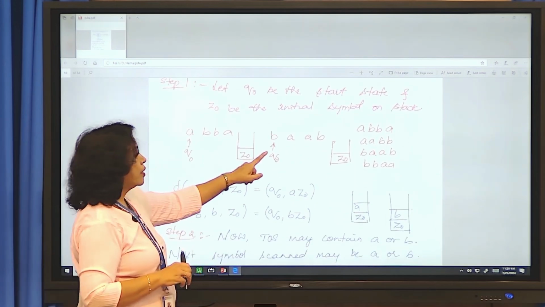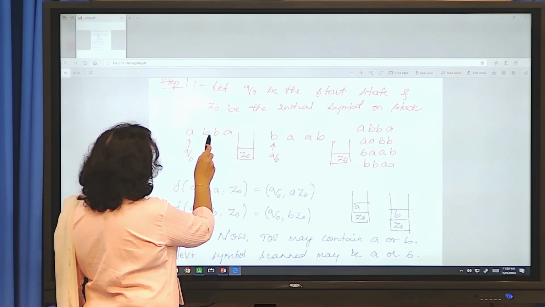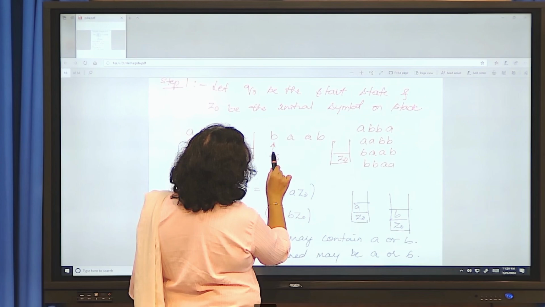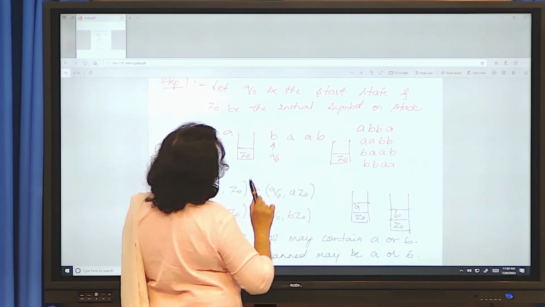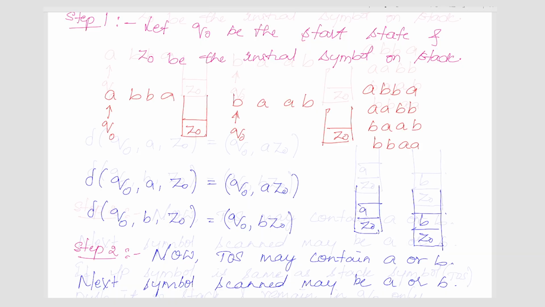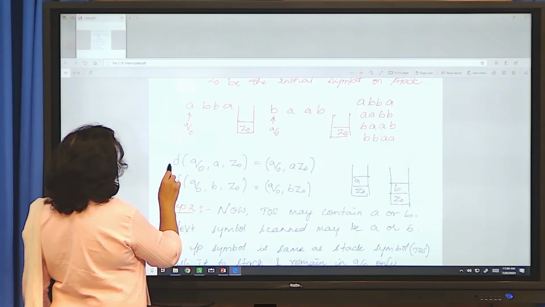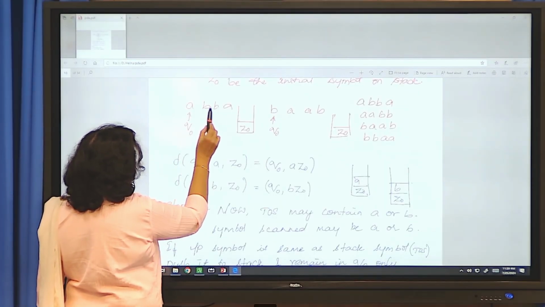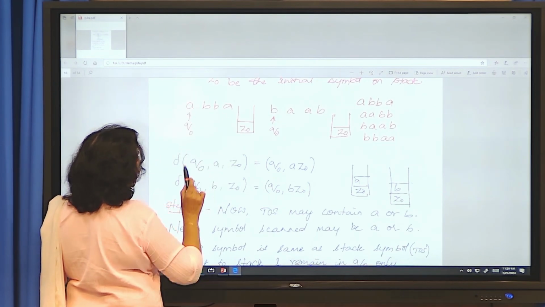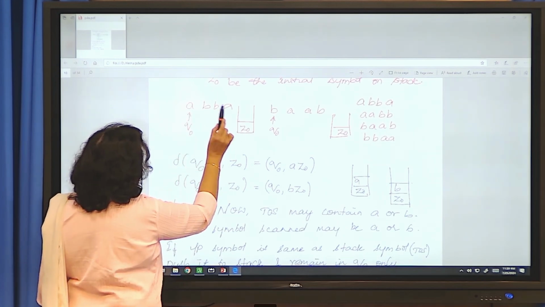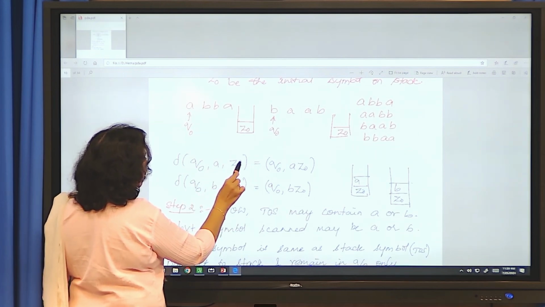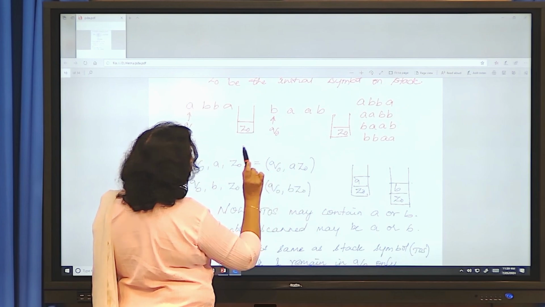Now, I have taken two cases: a b b a, where the string is starting with a, and the second case, b a b a, where the string is starting with b. For these two, I will write the first transition. I am in state Q0, so delta of Q0 comma a. What is the top of the stack? Z0. Delta of Q0, a, Z0. What will I do? I will push this a onto the stack. So delta(Q0, a, Z0) = (Q0, aZ0).